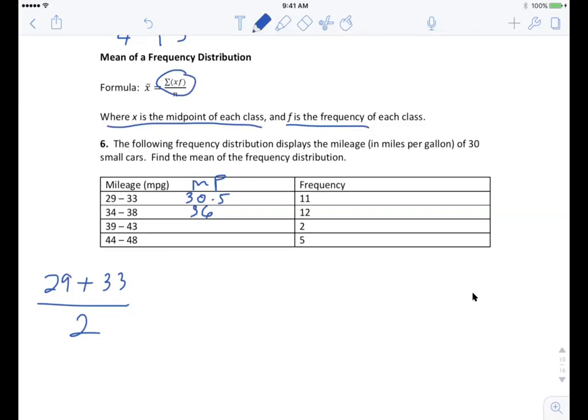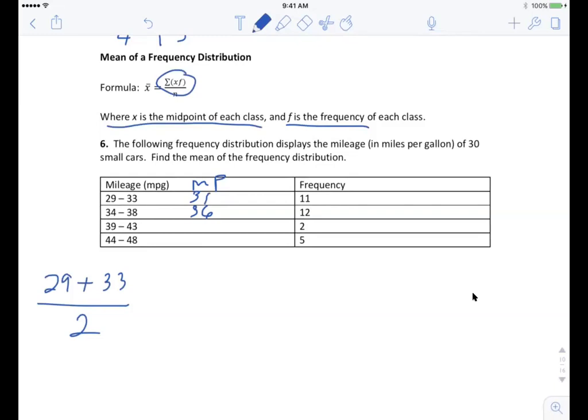Did I get that first one right? I think I messed up. That's not 30.5, that was 31. You're probably like, what's wrong with this guy? Sometimes you mess up. I mistyped something in my calculator. I should have just eyed it. It's right in the middle of 29 and 33, 31. Okay, fixed it.